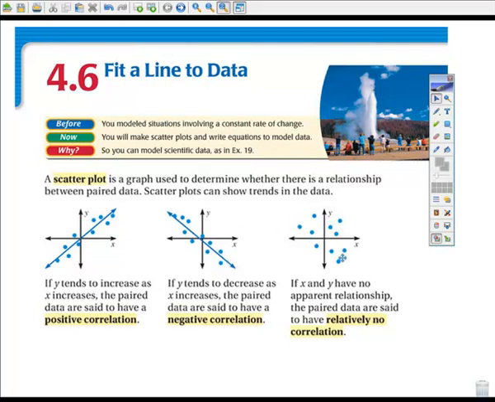And here, this one's sort of scattered about like a snowstorm. So x and y have no apparent relationship, sort of like your eye color and your shoe size. There really shouldn't be a relationship between the two of those. And we say that in that instance, there's relatively no correlation.